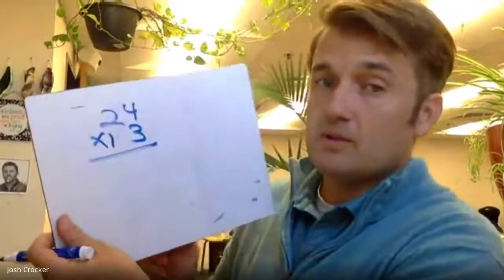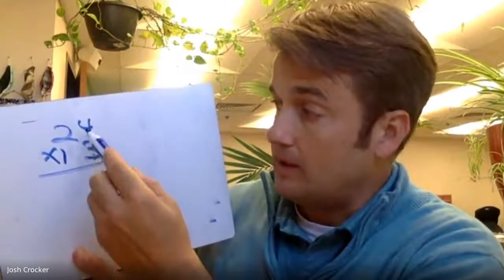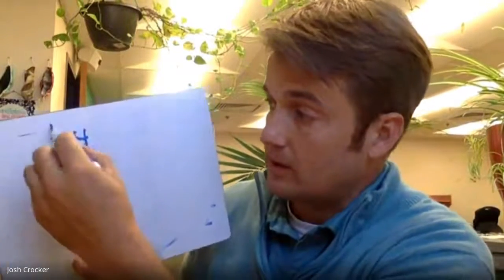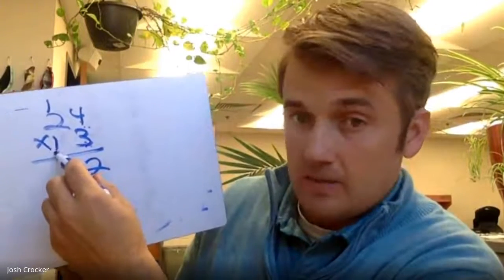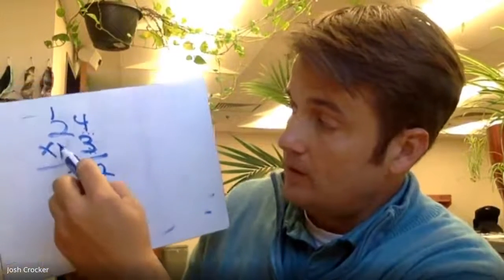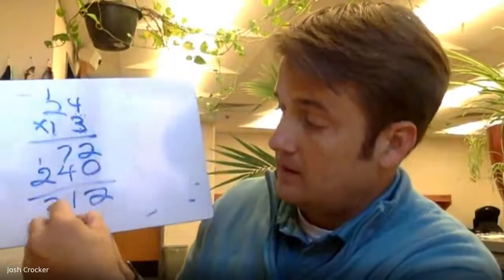I can also do that same problem with traditional method, okay? So here we go, 24 times 13, traditional. So the first step in traditional is you multiply out your ones. 3, ones place, that's a 3. 3 times 4 is 12, carry the 1. 3 times 2 is 6, plus 1 is 7. And then before you multiply out your tens place, you put a placeholder 0, okay? 1 times 4 is 4, 1 times 2 is 2. Same answer, 312.